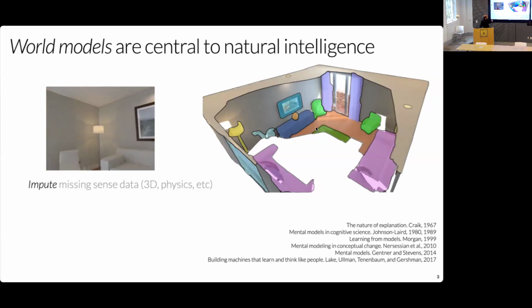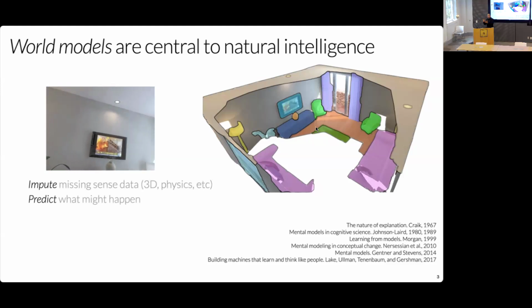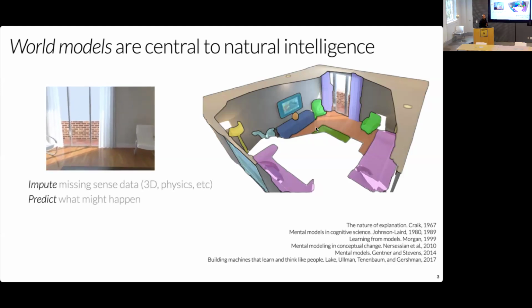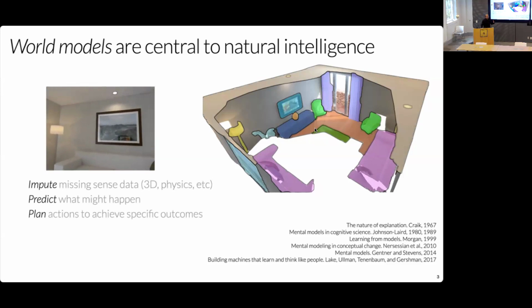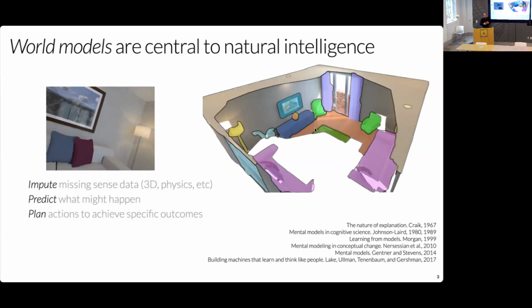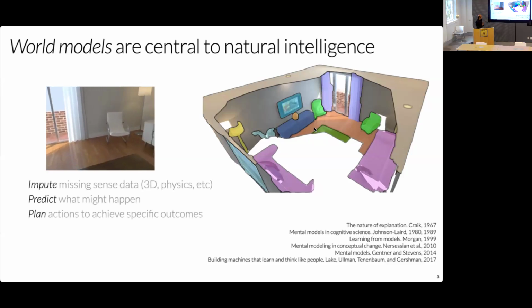You can also use these models to predict what might happen. So if I were to turn a little to my right, what would I expect to see? And then you can use these predictive capabilities to plan actions for specific outcomes. So how do I get from here to the door? What kind of skill applications enable these kinds of behaviors?